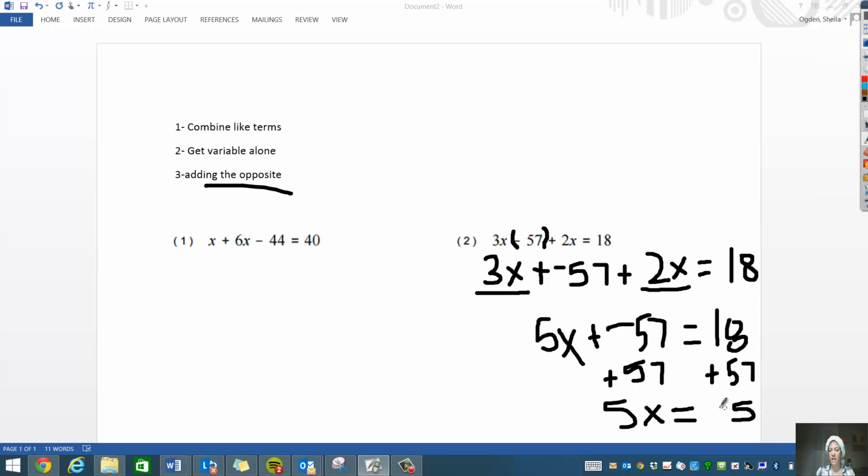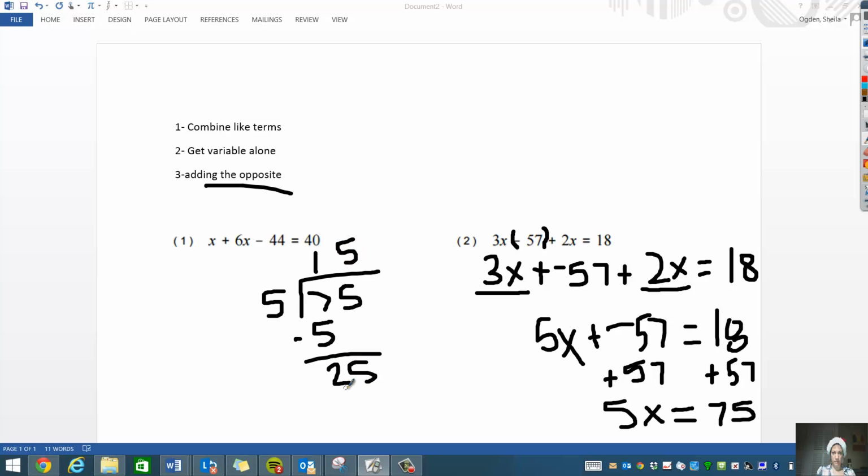Now, 5 times some number is 75. If you know the division, you can write down the answer, but I'm going to review this division for anyone who needs it. 5 goes into 7 one time. Be sure that my number goes directly above the 7. 1 times 5 is 5. Notice it's all lined up by the correct place value. Then I'm going to bring down my 5. 5 goes into 25 5 times. 5 times 5 is 25, and you're done. So for number 2, the correct answer is that x equals 15.